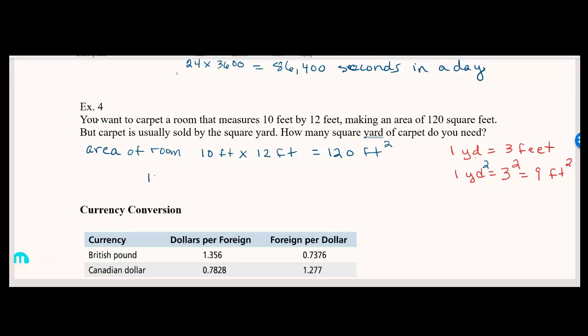Now we can convert. We're going to take the 120 and divide that by the 9, and that will give us roughly, I'm just going to round, 13.3 square yards. And that would be how we would convert, and that would be our final answer.